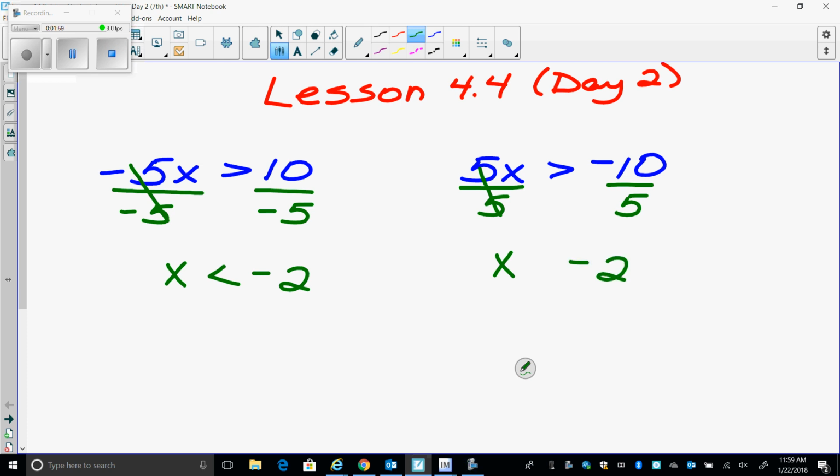Question you need to ask yourself again, did I multiply or divide by a negative? In this case, we didn't. We divided by a positive. The number you're actually dividing, that does not matter whether it's positive or negative. It is what you are dividing by. So we divided by a positive 5, which means we do not reverse the sign, so our sign remains the same. X is greater than negative 2.